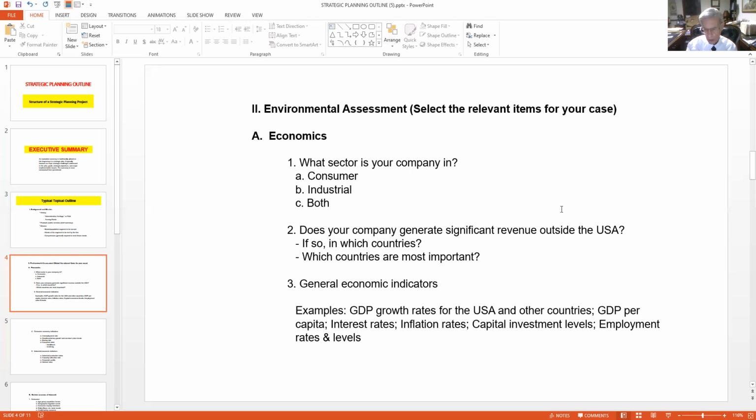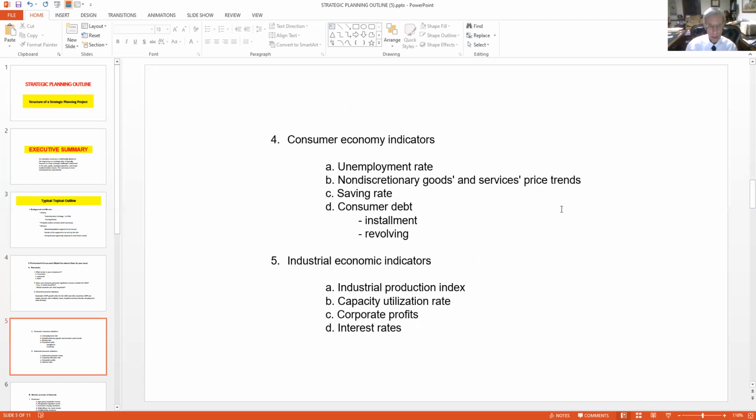And we can get a little more information about the Eurozone than the entire EU because those countries have more in common. So GDP per capita, a good measure of the national wealth, interest rates, inflation rates, levels of capital investment, employment rates and levels. Those are the sorts of things you probably already were thinking of.